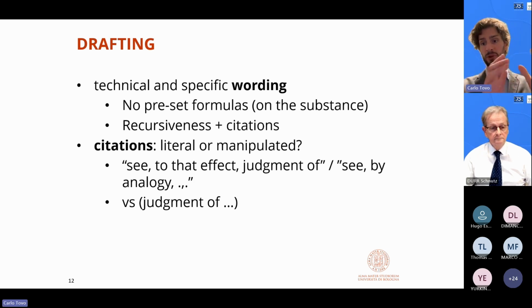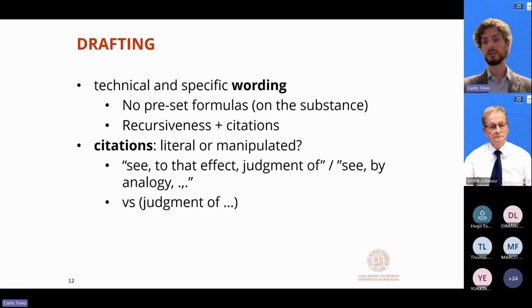So you'll find a point of the grounds. At the end of the point, there are brackets. In brackets, there is a reference to a court's decision, but before the reference to the judgment, there is see to that effect or see by analogy. This means that the text that is quoted is not literally quoted. There are modifications to the text that is quoted. Some changes have been made, more or less important.